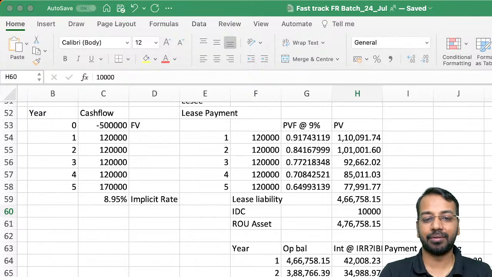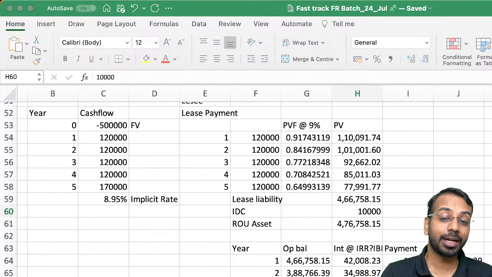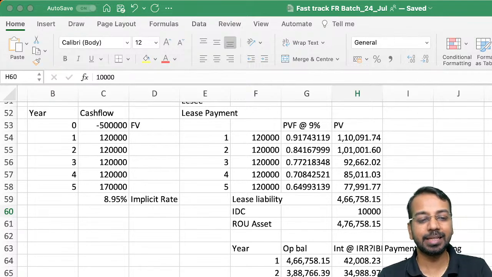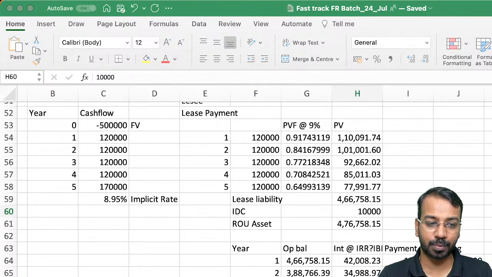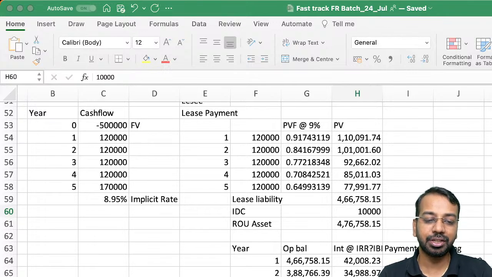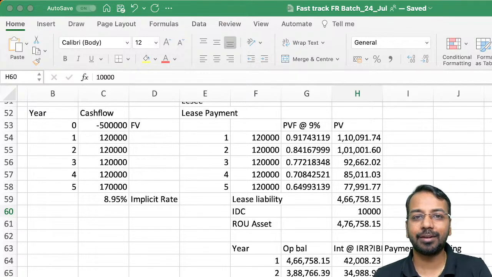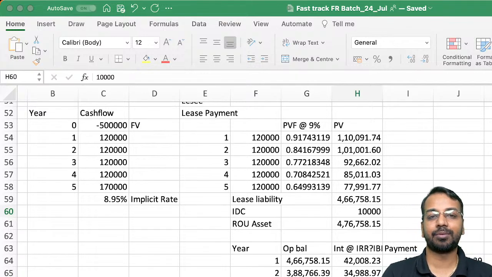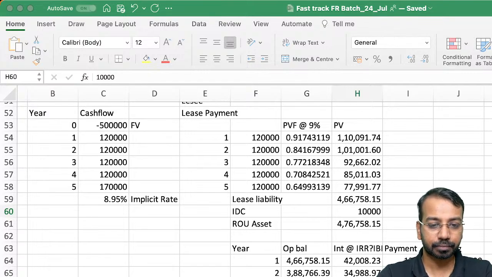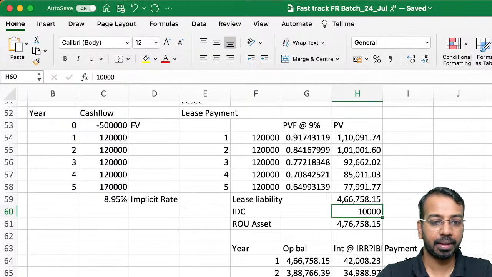If both the rates are given, then you will use the discount rate which is implicit in the lease. Any lease payment made before the commencement will add. If there is any lease incentive received, that will reduce. Initial direct cost will add, and the present value of estimated dismantling cost, as we do in AS 16, the same logic that you have learned in AS 10 will apply, and we will add that to the ROU asset.